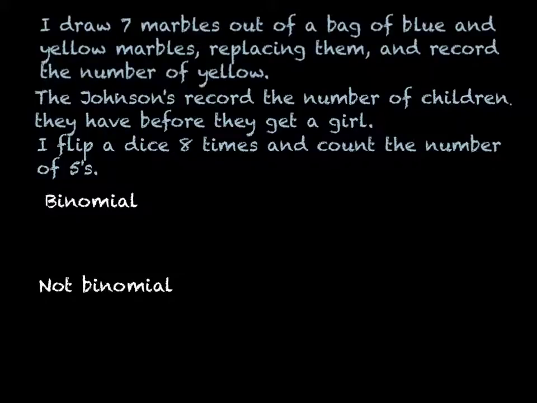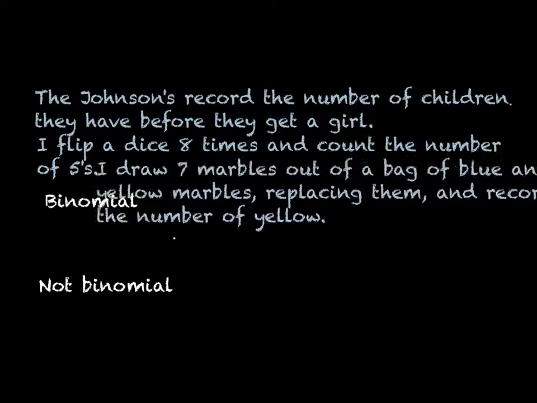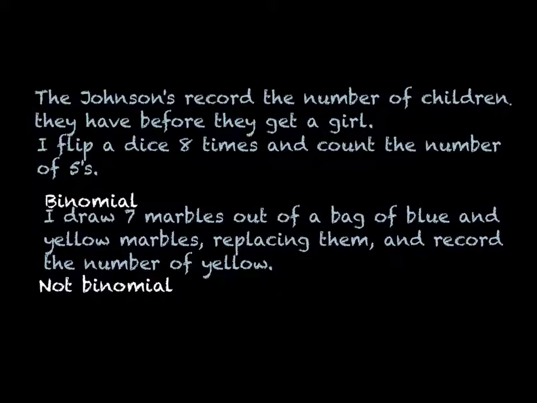Here I have a few experiments, and I want to classify them as either binomial or not binomial. The first one, I draw 7 marbles out of a bag of blue and yellow marbles, replacing them, and I record the number of yellow. This is a binomial experiment because I have a fixed number of trials, 7. I'm replacing them, so my trials are independent, and there are only 2 choices, blue and yellow, so I have success and failure, and the probability of getting a success or failure each time is the same.